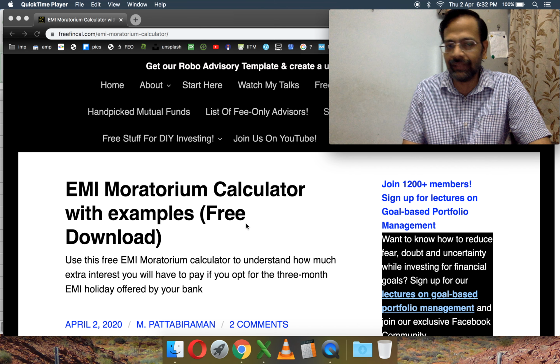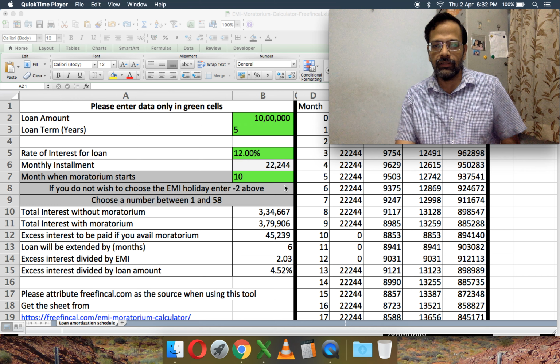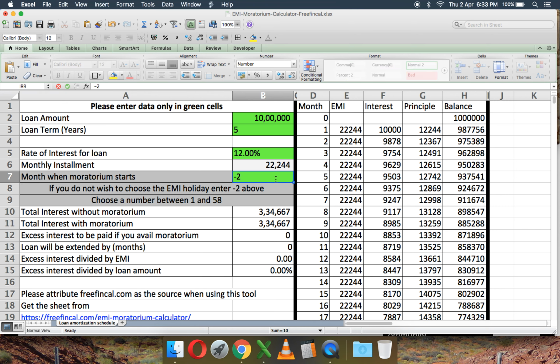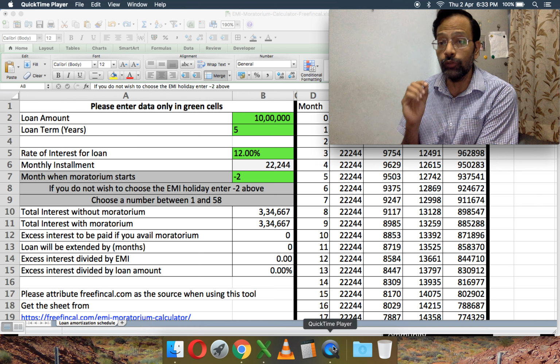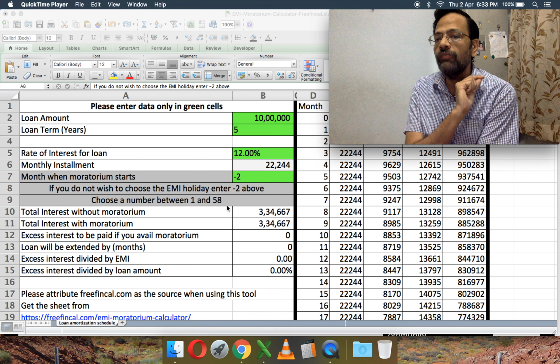The EMI moratorium was supposed to help distressed people, but it's only going to end up helping the bank. I have several examples in the post, but I'll just show you how to use the calculator once, with one illustration. Let's take a loan amount of 10 lakhs, loan tenure of 5 years, interest is 12% just for illustration. The monthly installment is 22,244. We will assume that the moratorium is not taken, that is, the EMI holiday is not taken. So if you choose not to take the EMI holiday, in the calculator you have to enter a value of -2.